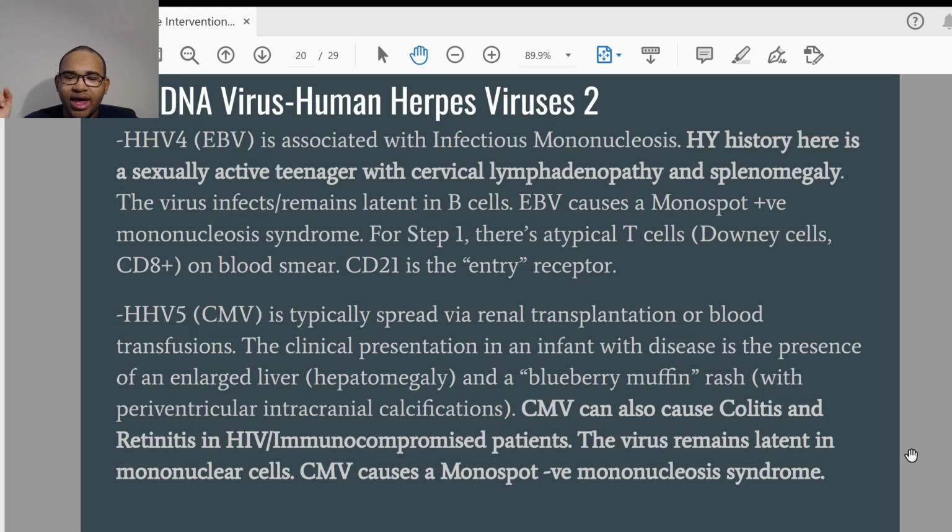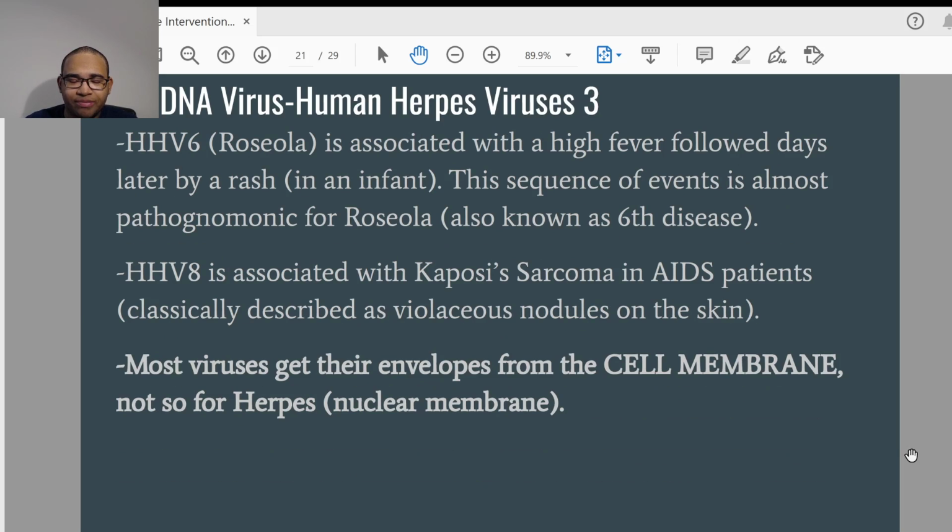Okay. And again, the virus remains latent in your mononuclear system, and it causes a monospot negative mononucleosis-like syndrome. And the HHV6, roseola, already talked about that. That's exanthema subitum. That's sixth disease. And then HHV8, Kaposi sarcoma, right? Remember, look up pictures of Kaposi sarcoma online. That's a classic thing they tend to put on exams, right? And then, again, most viruses, they get their envelopes from the cell membrane. But remember, herpes gets its envelope from the nuclear membrane. So again, that's kind of high yield to know for exams.